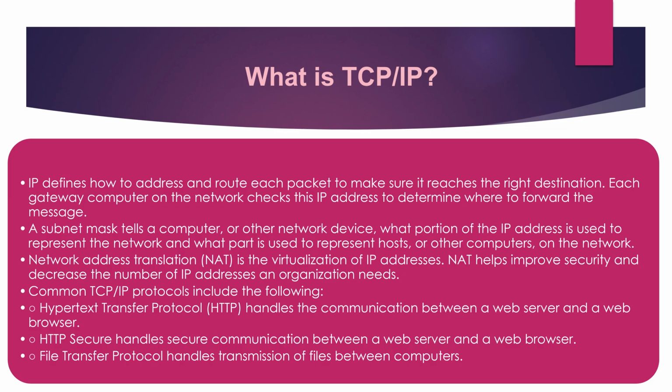A subnet mask tells a computer or other network device what portion of the IP address is used to represent the network and what part is used to represent hosts or other computers on the network. Network address translation, that is called NAT, is the virtualization of the IP addresses. NAT helps improve security and decrease the number of IP addresses an organization needs.